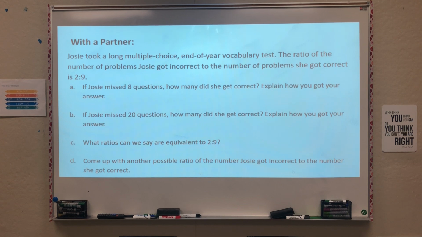2 right and 9 incorrect. Close. Read through the sentence again. The ratio. She got 2 incorrect and 9 right. There you go. So if there's a total of 11 questions, that means she got 2 incorrect, 9 correct. But it's really long, so we're going to change that just a little bit.